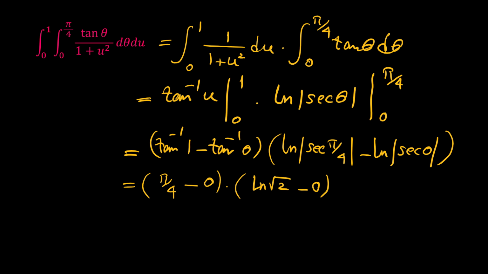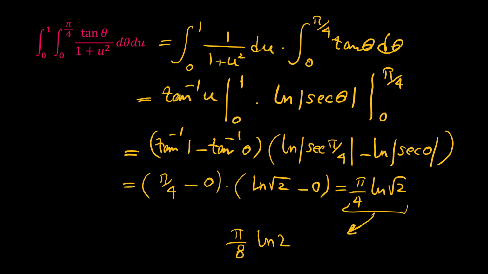Now we have to multiply these two by each other. So this equals pi over 4 ln of radical 2. But if you like, you can write this answer in the form of pi over 8 ln of 2.